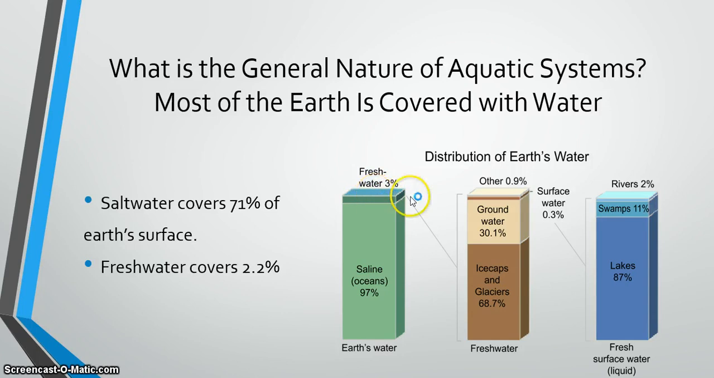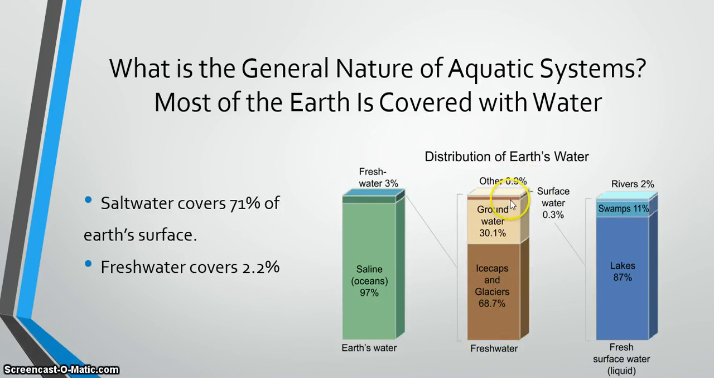If we take that fresh water and enlarge that portion, most of the fresh water on Earth is held in the ice caps and glaciers. We have about 30% of that underground, and then about 0.3% is surface water in lakes, rivers, streams, and we have other holding spaces at 0.9%. So most of the fresh water on Earth that life relies on is actually frozen.